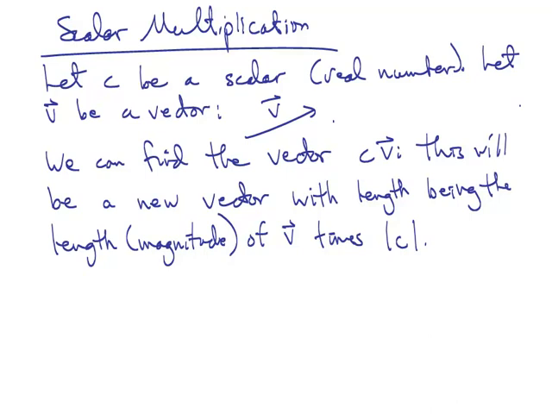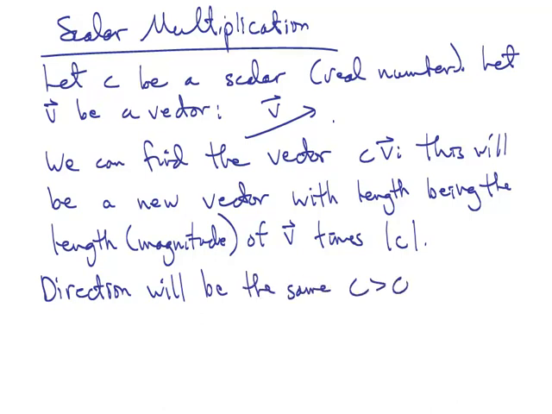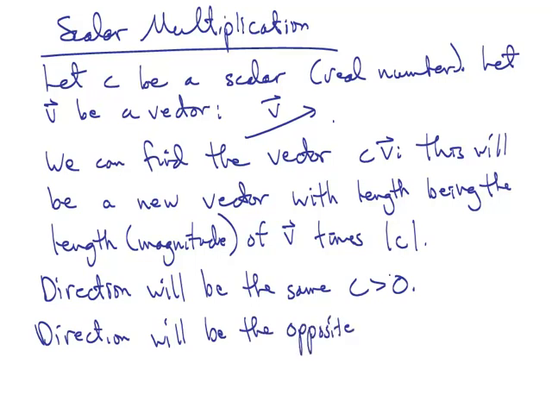Now, what's the direction going to be? The direction of this new vector will be the same if our scalar is positive. And of course, the direction will be the opposite of the original vector's direction if c is negative. Of course, if c is equal to 0, that just makes it the 0 vector. All right, so a couple of examples here then.